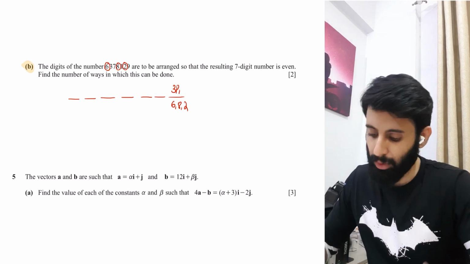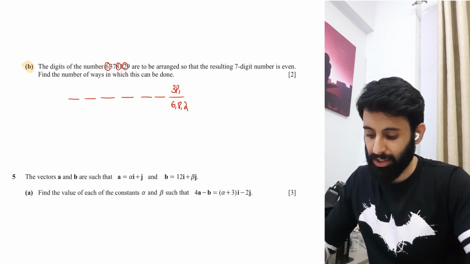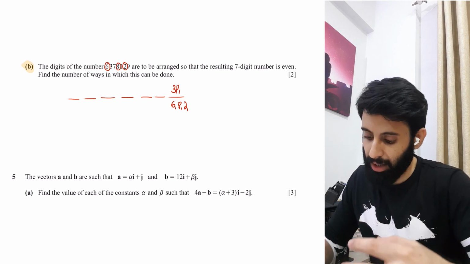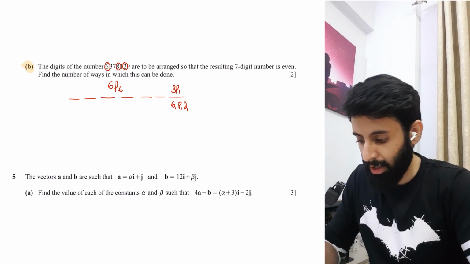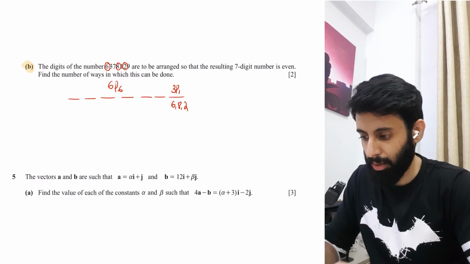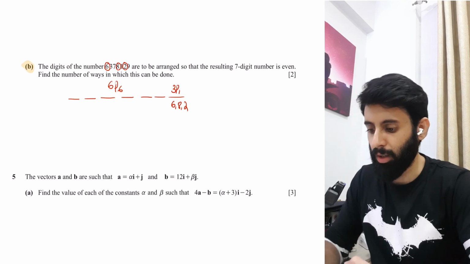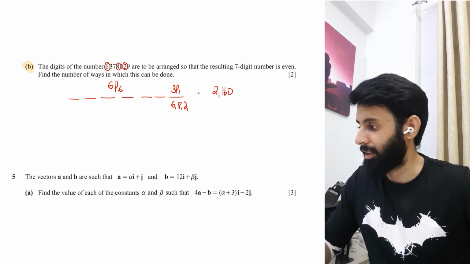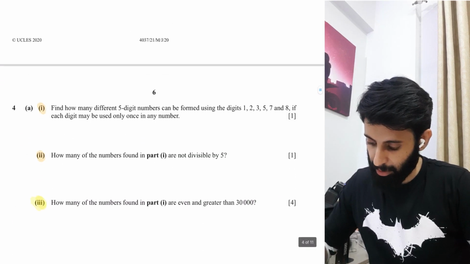So 3P1 for the last digit. Now we had a total of 7 digits, and out of the 7, 1 is gone, so we're left with 6. And we have a total of 6 places again, so that means 6P6. Now let's work this out: 6P6 times 3P1. We have 2160, and that is the correct answer. This, I should mention, was from May June 2020, paper 2, variant 1.